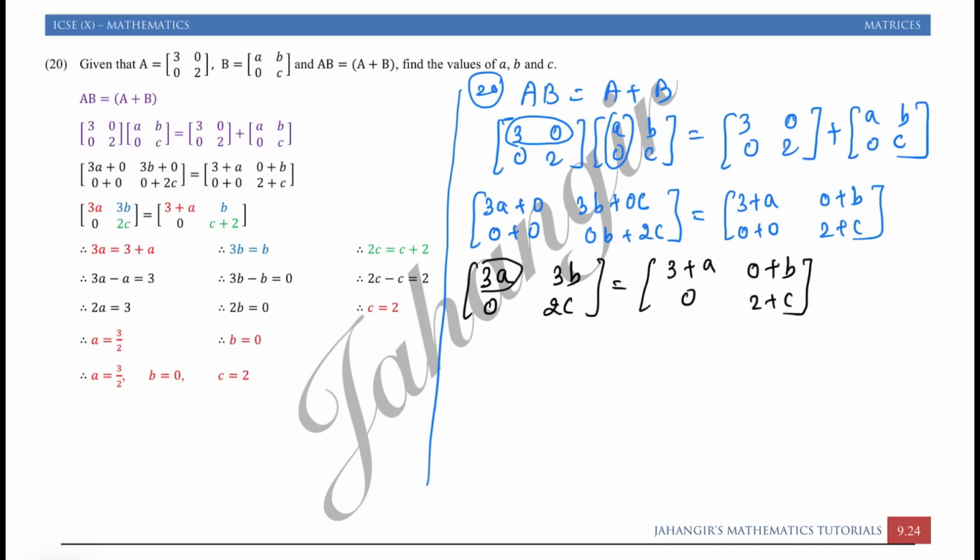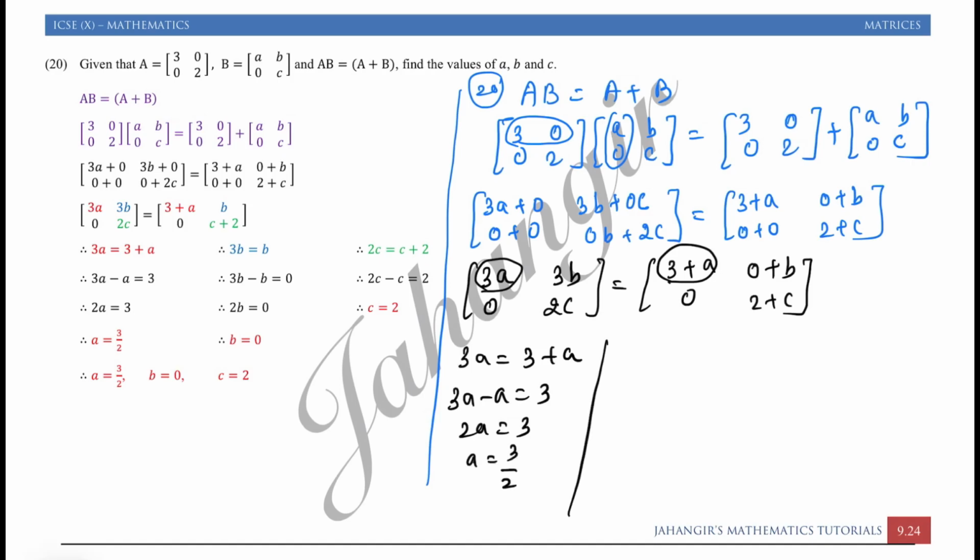Now first comparing this term, what will I get? 3A is equal to 3 plus A. So shifting A inside, 3A minus A is equal to 3. 2A equals 3. So A is equal to 3 by 2. Now for B I have to compare. This I can write as 0 plus B, only B. So now here 3B is equal to B. Do not cancel B on both sides, otherwise you will not get any value. So I will write 3B minus B is equal to 0. If you shift this B inside, you will get 2B is equal to 0. Then B is equal to 0.